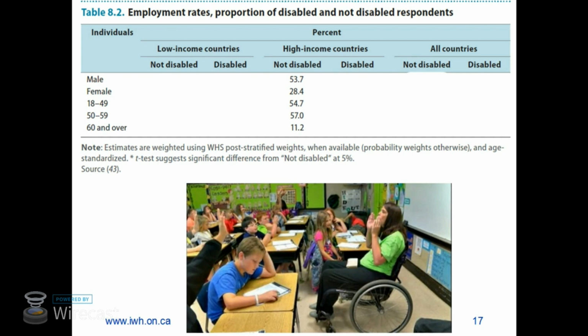A person living in a high-income country, not disabled, males, employment rate is about 53%, females less, and then there's the working age, 54, 57, and then lowers when they are getting older. But in low-income countries not disabled, it's interesting that it's a little bit higher for men, but it's similar for the other ones, except for 6 years and older. But when you look at disabled people, it drops dramatically for low and high-income countries.